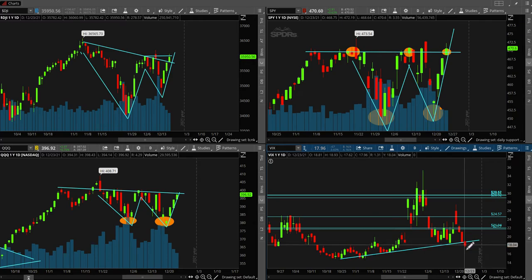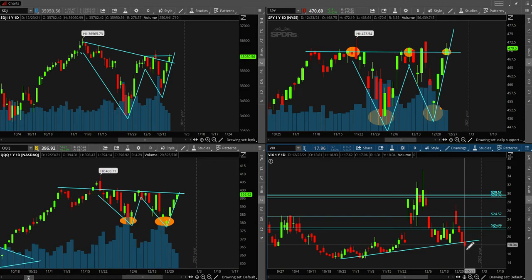this red candlestick had actually closed below the trend line, and this trend line was a support level that we constantly bounced on. You know what I'm saying? So the VIX actually closed below this trend line.